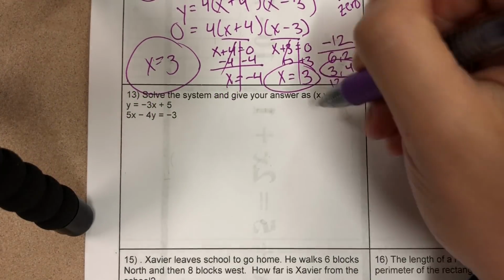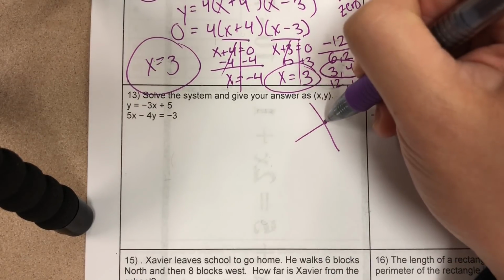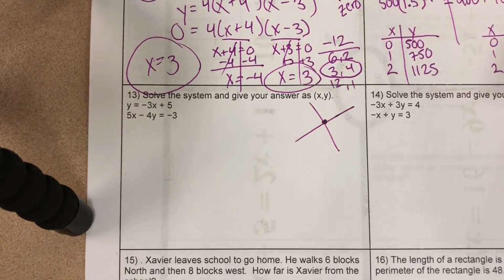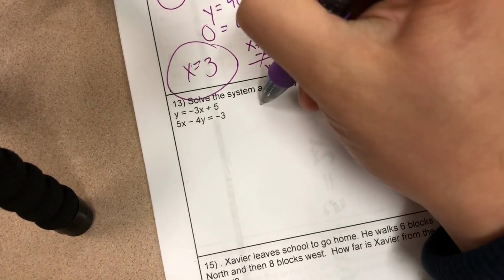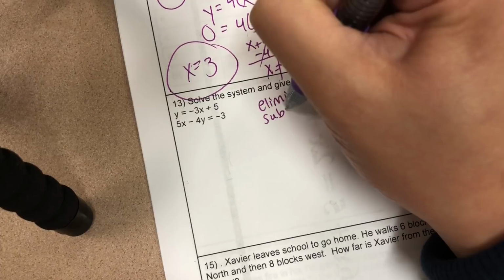Okay, solve a system of equations. So we know a solution to a system of equations would be where they intersect. So we know at the point of intersection, they are equivalent. So you have two methods. You could use elimination, or you could use substitution.